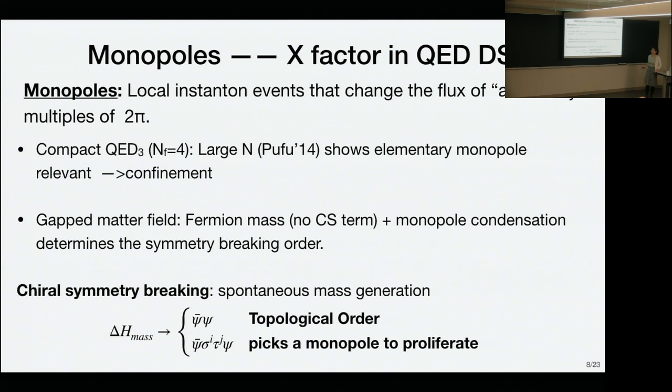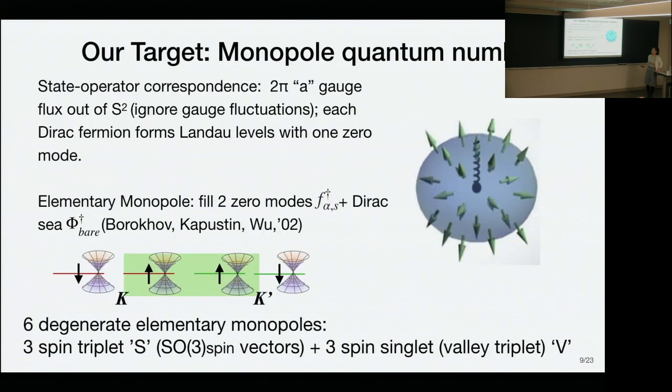I'd like to emphasize again that the chiral symmetry breaking mechanism consists of 2 steps in our work. The first step is a spontaneous mass generation. If it generates a singlet mass, then the singlet mass will have a Chern-Simons term that prevents the proliferation of monopoles, and it will result in a chiral spin liquid. If it generates one of the 15 adjoint masses, this will pick a certain elementary monopole and drive the system to some symmetry breaking states. The detailed mechanism of how to pick a monopole will also be discussed later.